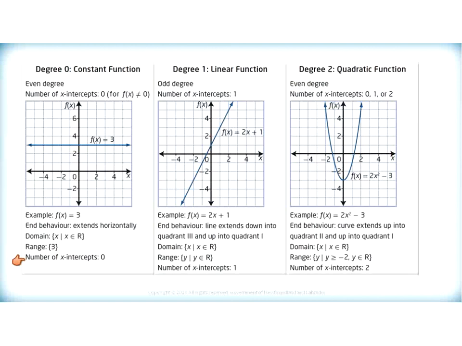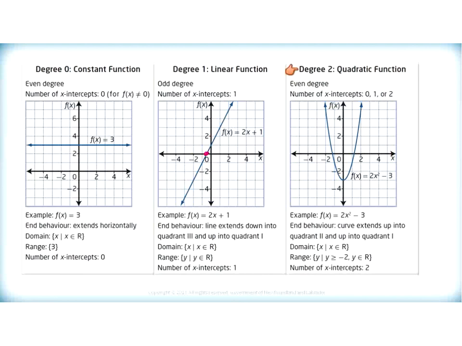The linear function is of degree 1, which is odd. The maximum number of x-intercepts is 1. So when you look at the x-intercept, it's right here. In this example, the line extends up into quadrant 1 and down into quadrant 3. The domain is the set of all real numbers, and the range is all values of y belonging to the set of real numbers. And the maximum number of x-intercepts that any linear function will have is 1.